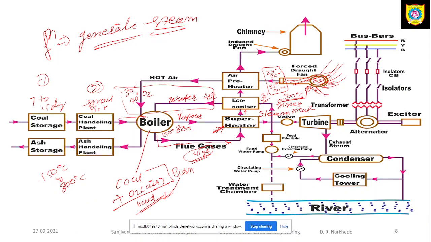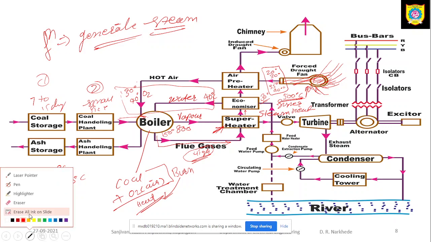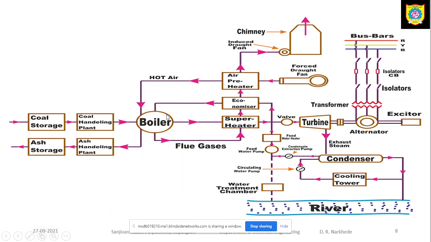Okay, so now what next? Once my steam is generated, what is the next thing that is going to take place? I will get the steam at a temperature of nearly 500 degrees centigrade. Now there is a valve, and this steam is going to be given to the turbine. So this is my turbine.